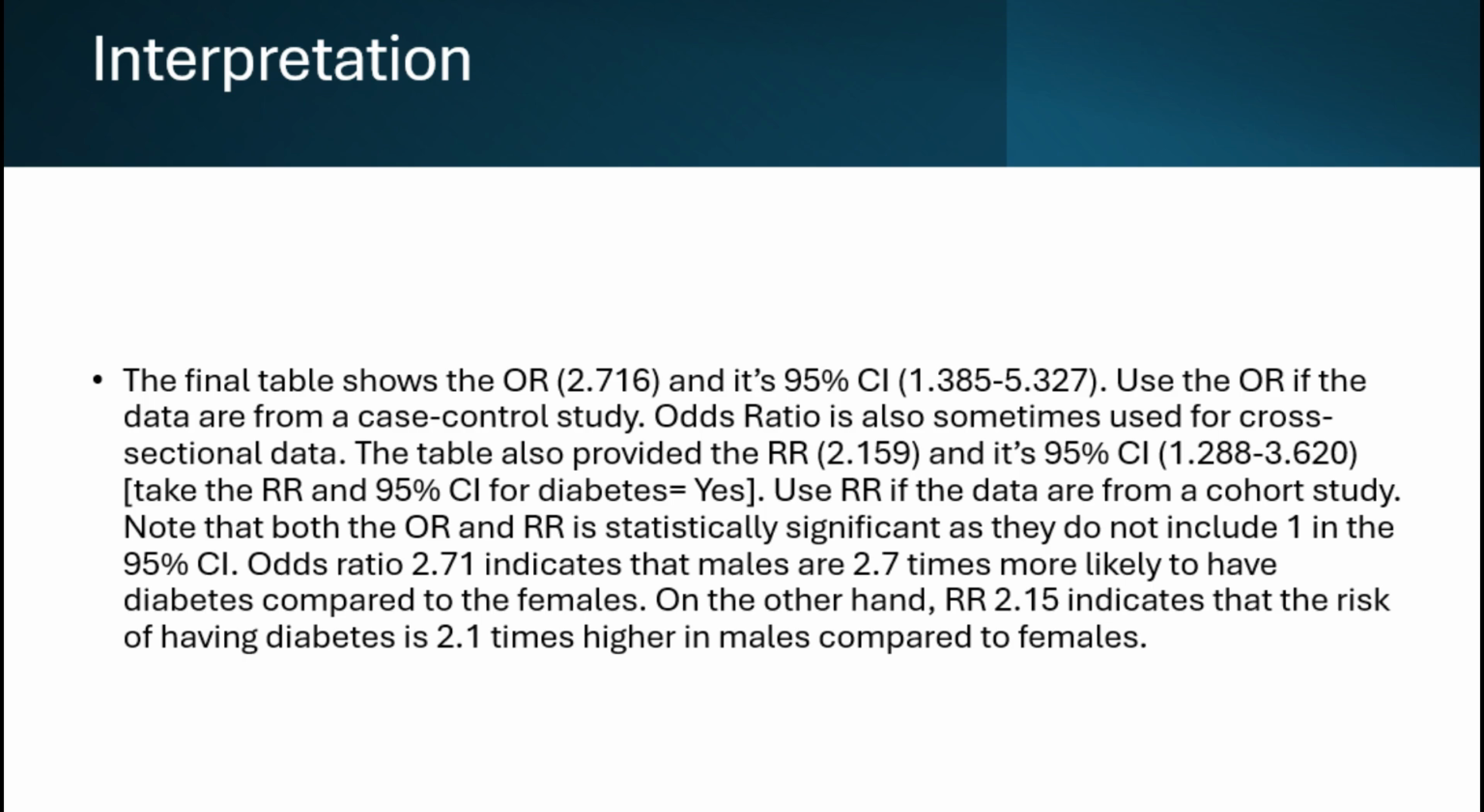Note that both the OR and RR are statistically significant, as they do not include one in the 95% CI. Odds ratio 2.71 indicates that males are 2.7 times more likely to have diabetes compared to the females. On the other hand, RR 2.15 indicates that the risk of having diabetes is 2.1 times higher in males compared to females.